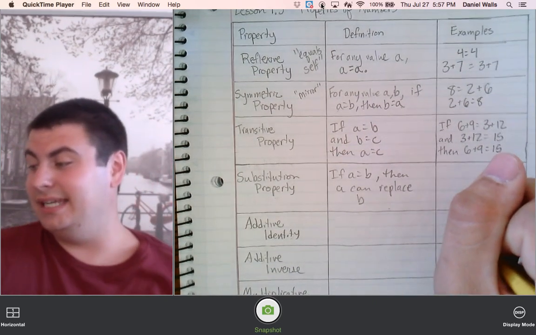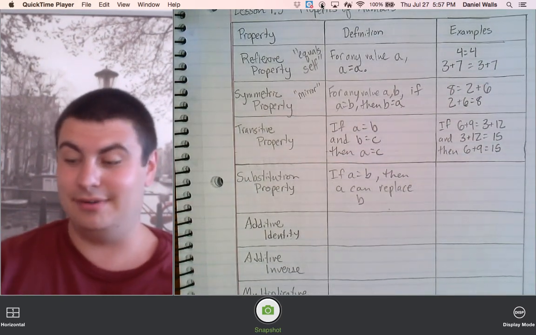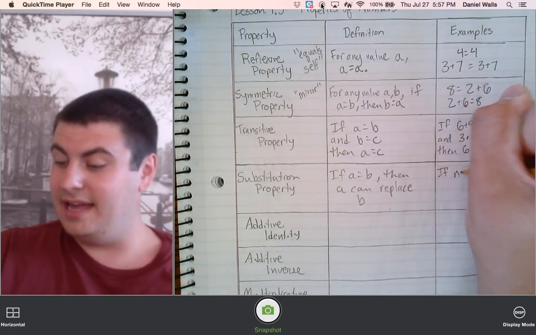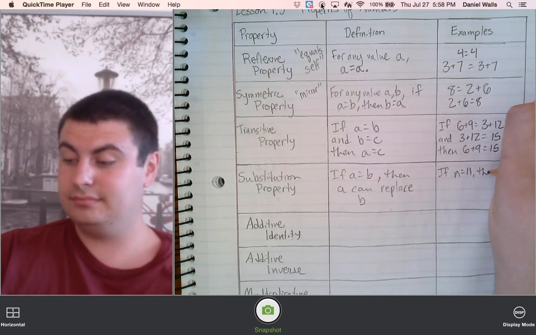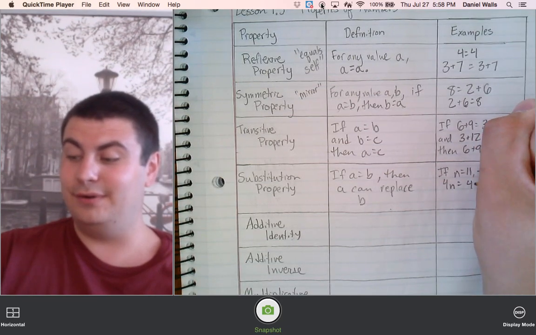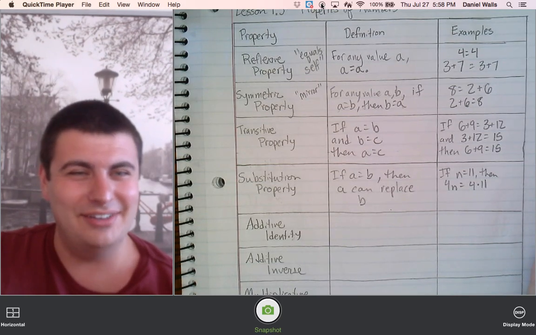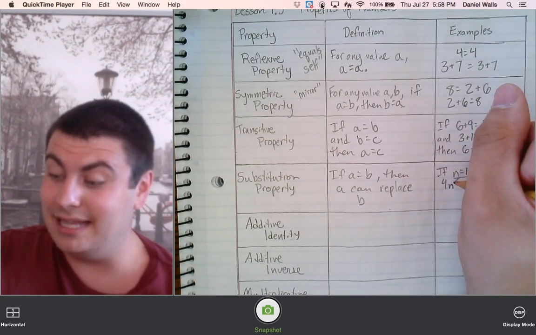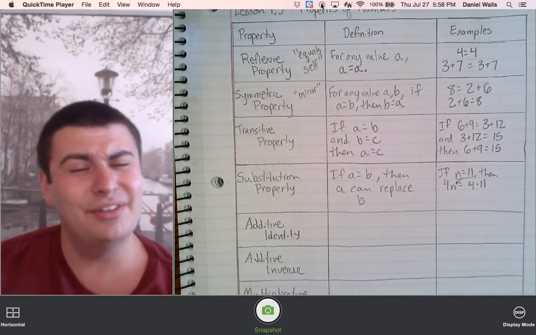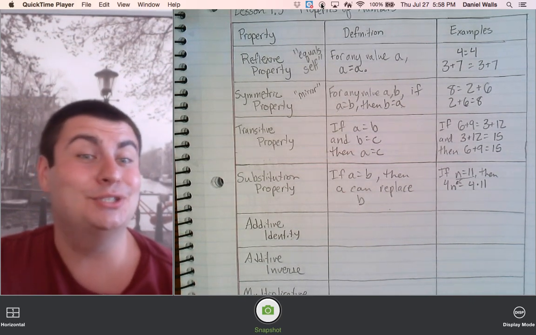So this one's kind of tricky. Let's look at this. I have two different examples that I want to share. One of them is if n equals 11, then 4n is equal to 4 times 11. That's one example that we can think of. Since we know that n equals 11, we can plug n equals 11 in for n to make 4 times 11.